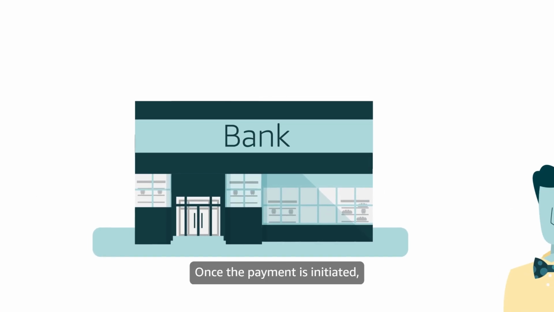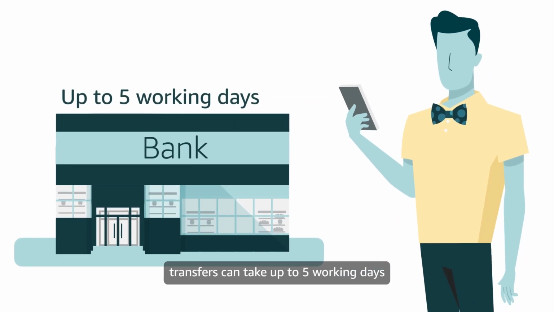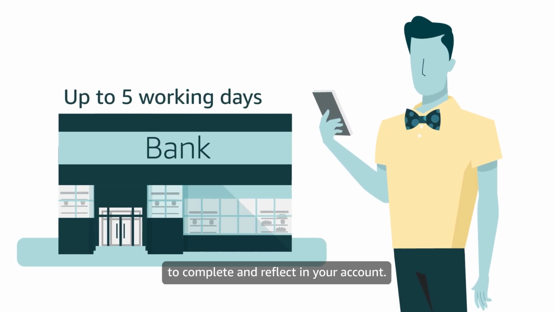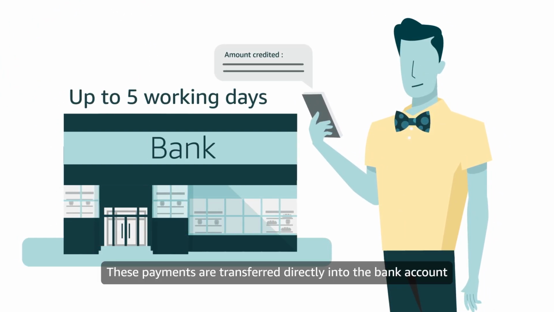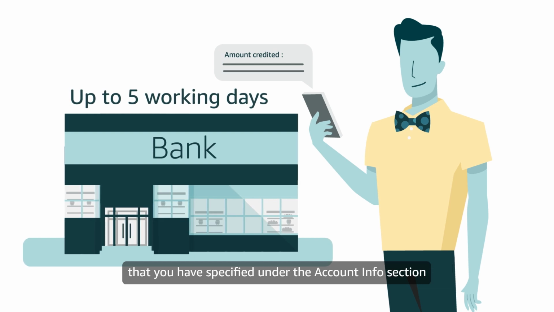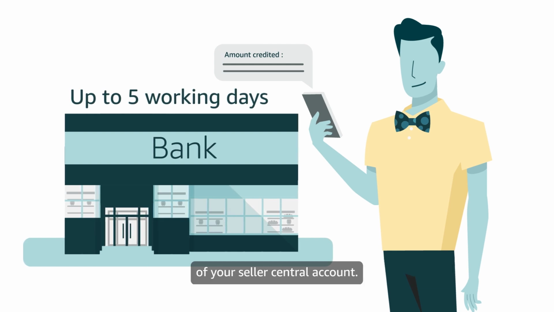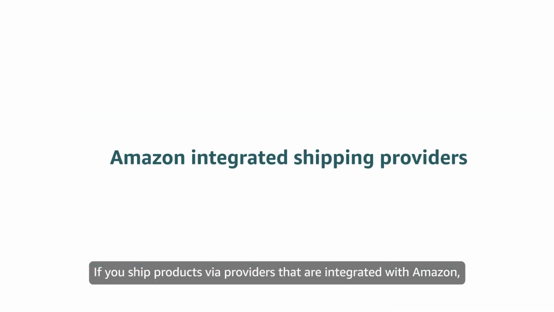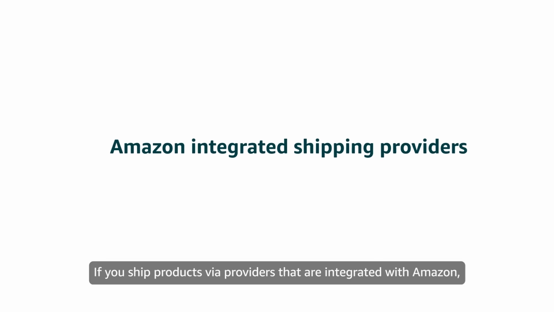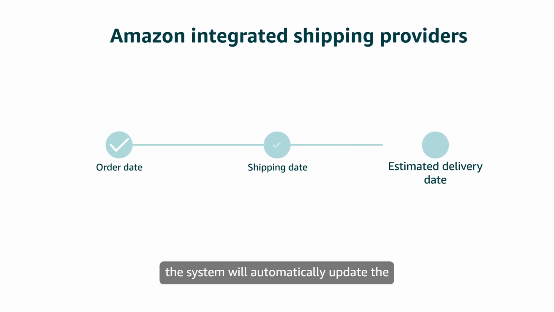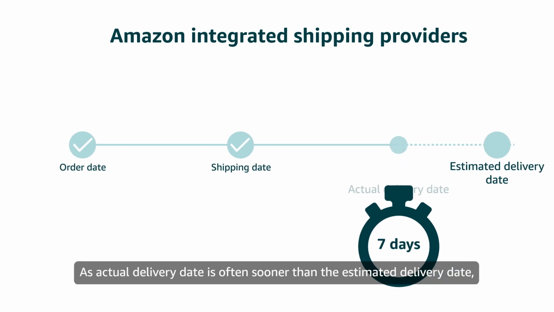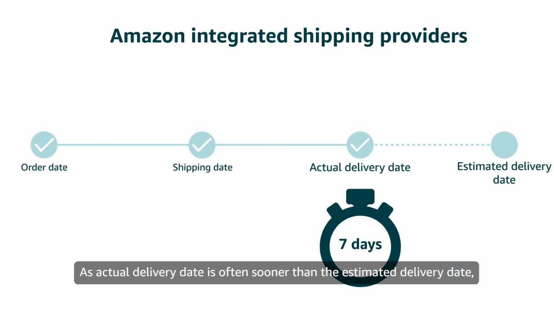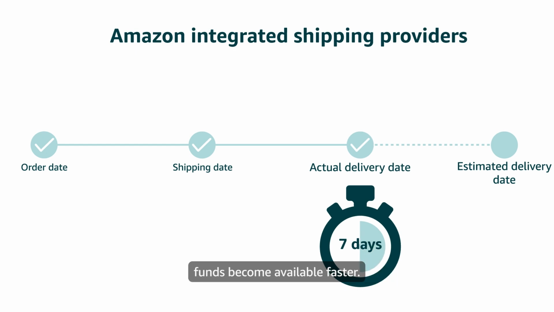Once the payment is initiated, transfers can take up to 5 working days to complete and reflect in your account. These payments are transferred directly into the bank account that you have specified under the Account Info section of your Seller Central account. If you ship products via providers that are integrated with Amazon, the system will automatically update the actual delivery date of these orders. As actual delivery date is often sooner than the estimated delivery date, funds become available faster.